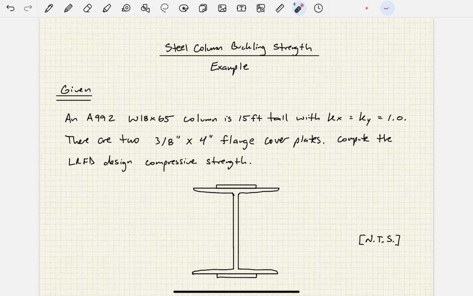In the given information, we're being told that an A992 W18 by 65 column is 15 feet tall, and we have a KX and KY value of 1.0. So those are our effective length factors, 1.0, which indicates that the column is pinned at its ends. There are two 3/8 by 4-inch flange cover plates, and we're being asked to compute the LRFD design compressive strength.